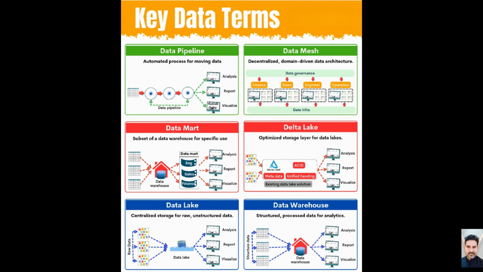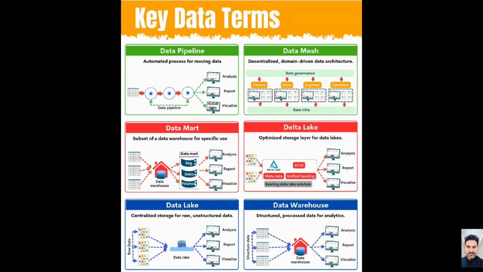First up, we have the data pipeline. Think of it as the highway for your data. It's the automated process of moving data from various sources to a destination for analysis. In this image, we see raw data flowing through stages of transformation. Let's get a bit technical.